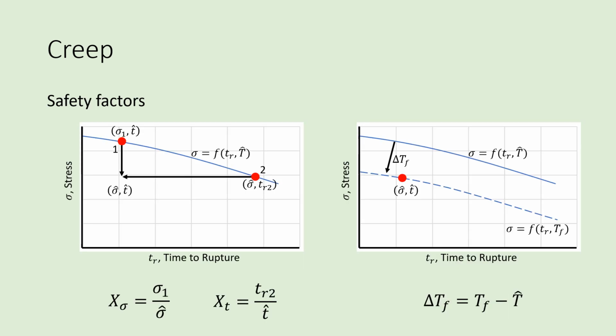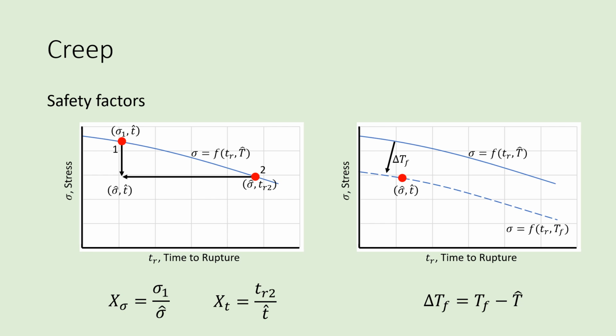As with fatigue, creep is a time-dependent phenomenon, and the factor of safety is not a deterministic value, but changes depending on when it's being investigated. From experiments, we can create a failure curve where stress is a function of time to rupture, t sub r, and temperature. The curve on the graph on the left shows this failure curve for a given operating temperature, big T hat.